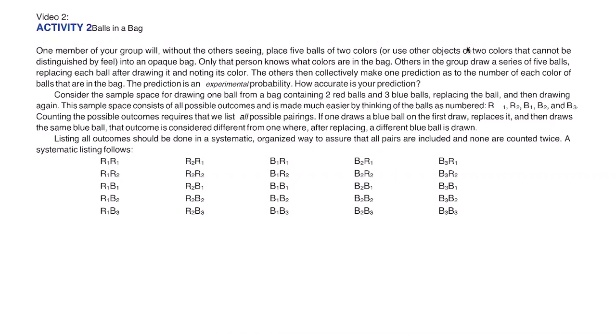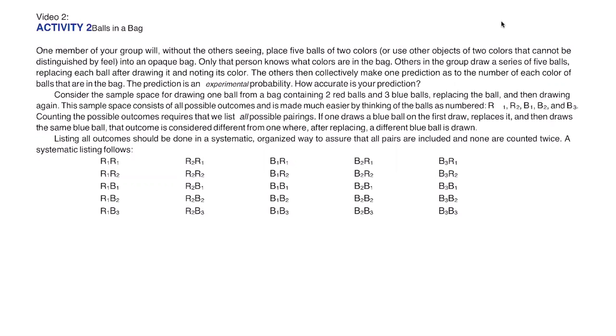Now this is an activity from our textbook, so it might feel a little bit odd, but let's go through it regardless. One member of your group will, without the others seeing, place 5 balls of 2 colors or use other objects of 2 colors that cannot be distinguished by feel into an opaque bag. Only that person knows what colors are in the bag. Others in the group draw a series of 5 balls, replacing each ball after drawing it and noting its color.